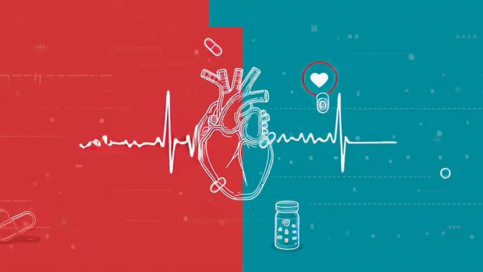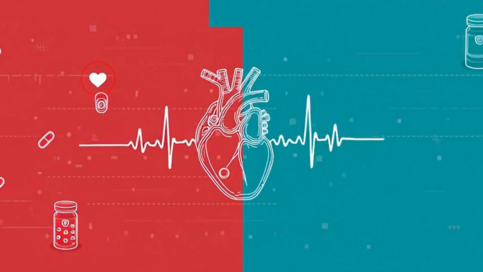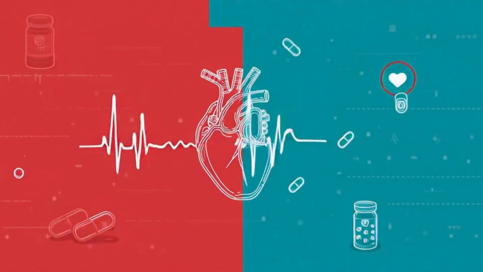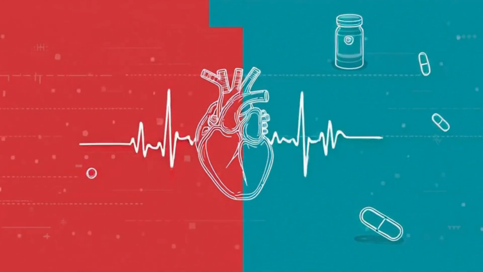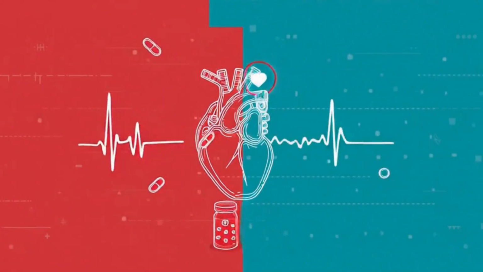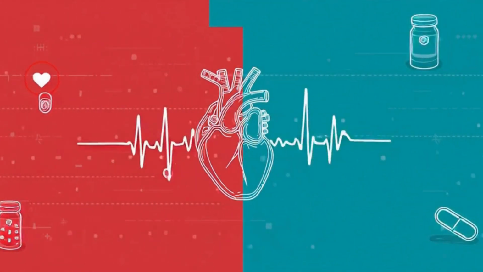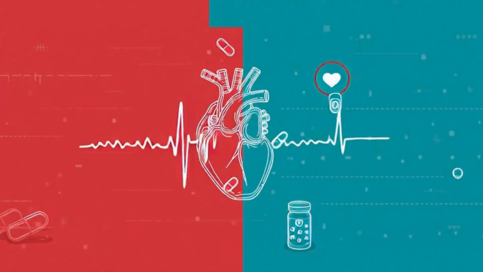But just like class 1A, that prolonged repolarization comes with that same big warning. It does. They all prolong the QT interval, which means they all carry a significant risk of causing torsades de pointes. You're using a drug to fix one rhythm, but you're running the risk of causing an even deadlier one.